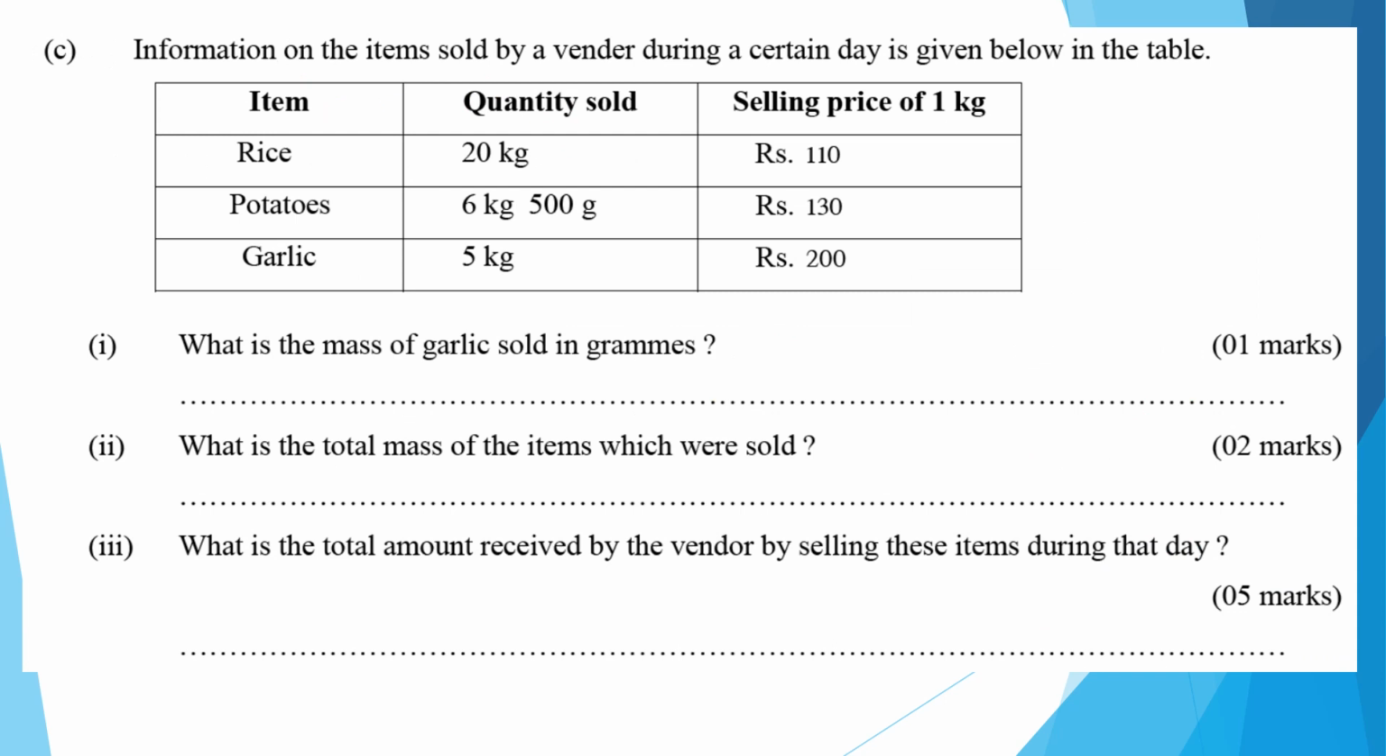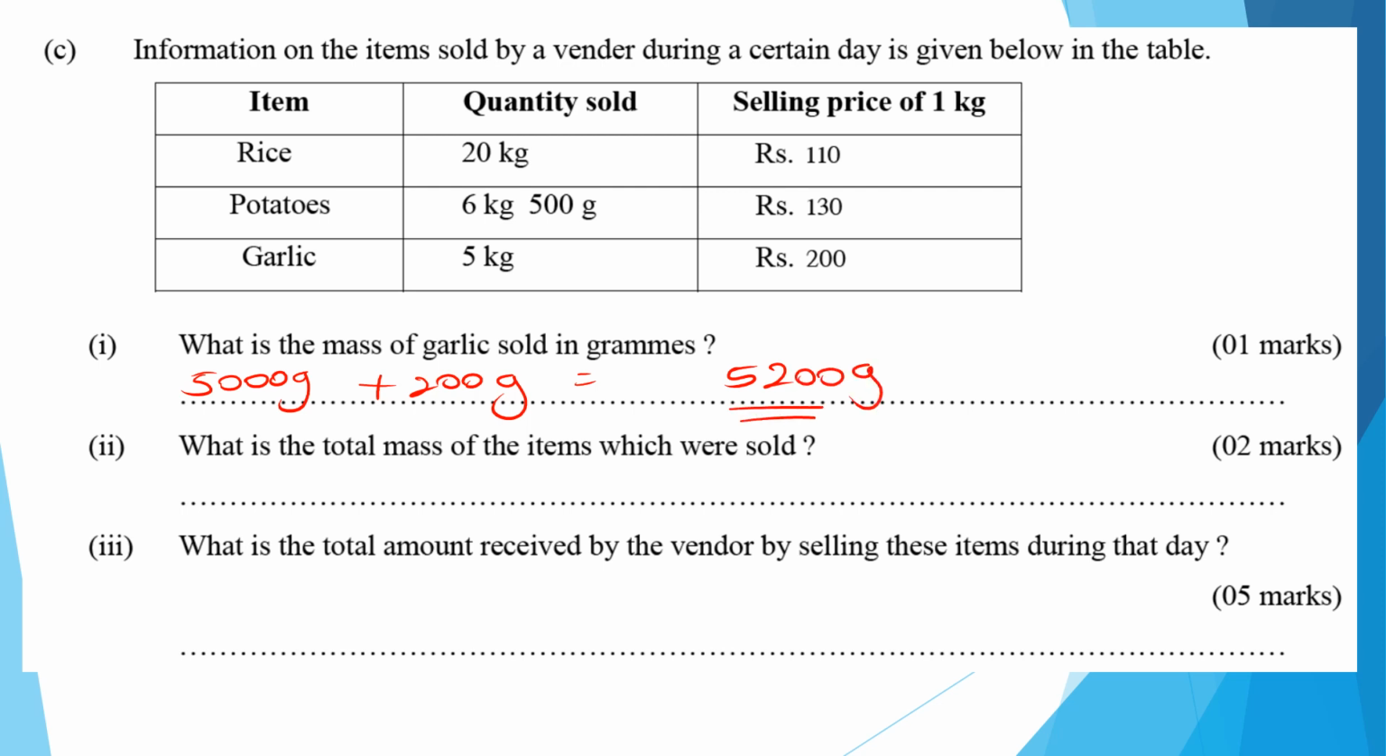Information on the items sold by a vendor during a certain day is given below in the table. Item: rice, potatoes, garlic. Quantity sold: 20 kg, 6 kilograms and 500 grams, 5 kilograms and 200 grams. The selling prices have been given there. So what is the mass of garlic sold in grams? Garlic, 5 kilograms and 200 grams. That means 5000 grams plus 200 grams, that means 5200 grams, right?